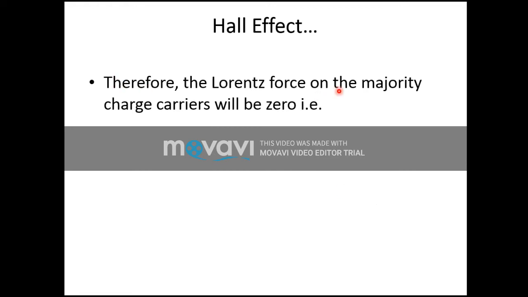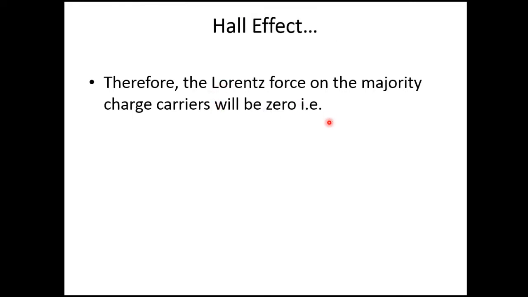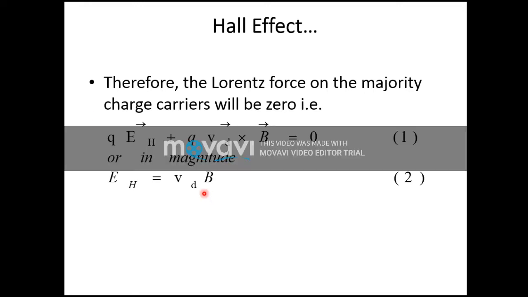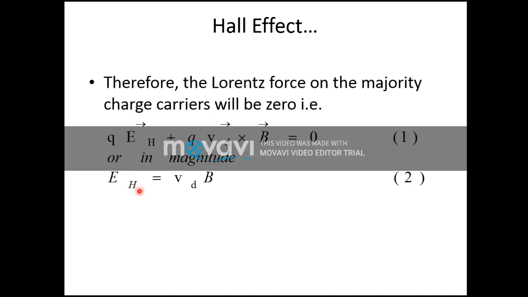So therefore the Lorentz force on the majority charge carriers will be 0 because the net force is 0, that is qE_H, मतलब electric force, plus qvd cross B, the magnetic force. Okay, the net is equal to 0. So, or in magnitude में हमने नेगेटिव साइन हटा दिया है क्योंकि हमें सिर्फ मैग्नीट्यूड देखना है. So E_H, the Hall electric field, will be equal to vd, drift velocity, into the magnetic field strength B.